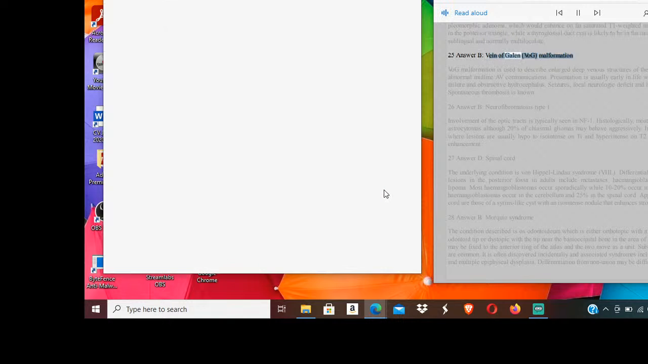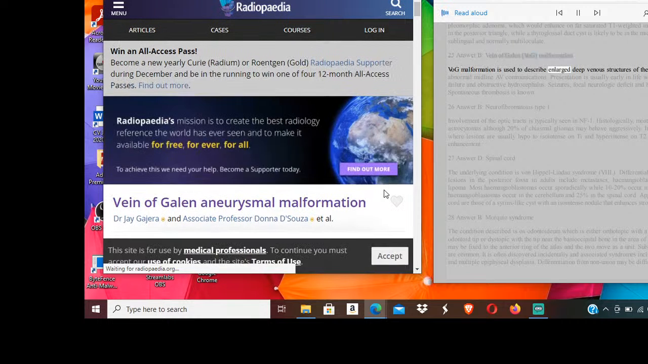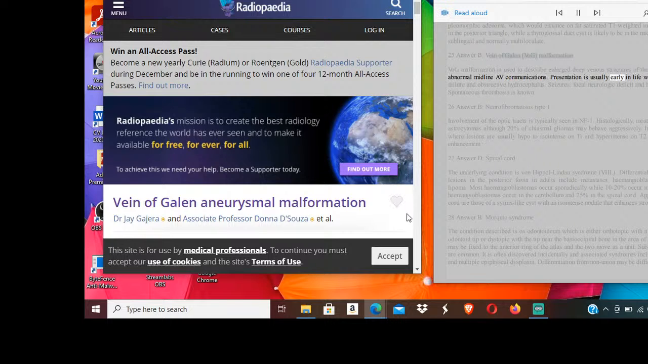25. Answer B. Vein of Galen, VOG, malformation. VOG malformation is used to describe enlarged deep venous structures of the galenic system fed by abnormal midline AV communications. Presentation is usually early in life with high output cardiac failure and obstructive hydrocephalus. Seizures, focal neurologic deficit, and hemorrhage can occur. Spontaneous thrombosis is known.